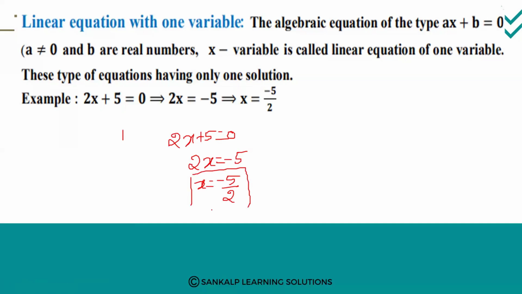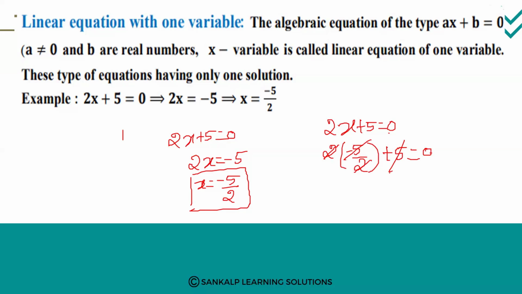Then if I substitute the value of x in this equation 2x plus 5 is equal to 0, I will substitute x is equal to minus 5 divided by 2. Then what will happen? 2 times minus 5 divided by 2 plus 5 is equal to 0. 2 and 2 will get cancelled. Then minus 5 plus 5, minus 5 and plus 5 will get cancelled. What you will get? So 0 is equal to 0.